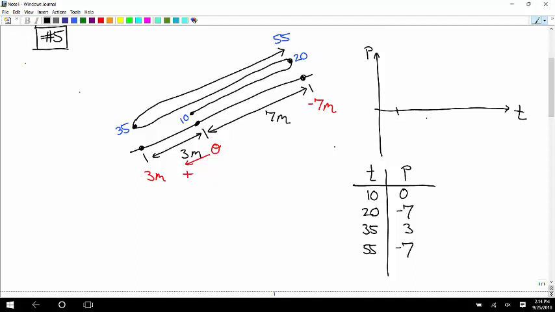So with this graph, you have 10, 20, 35, and 55. And the positions we want are 3, 0, and -7. And so the graph looks like this. We're at 10, 0; 20, -7; 35, +3; and 55, -7.